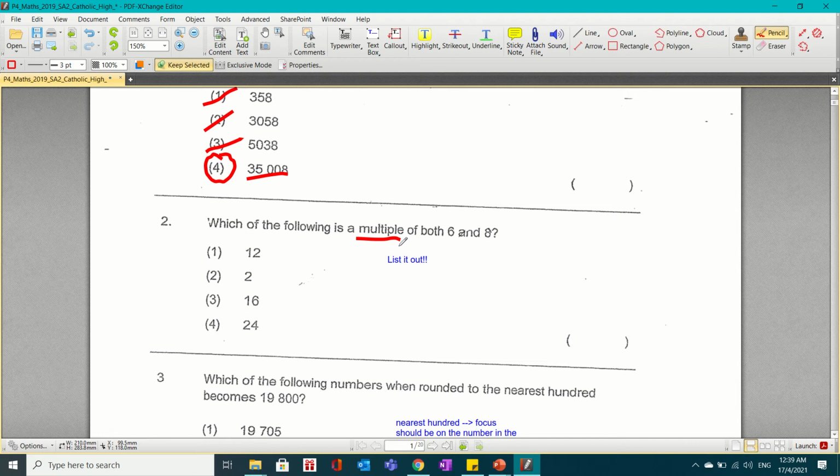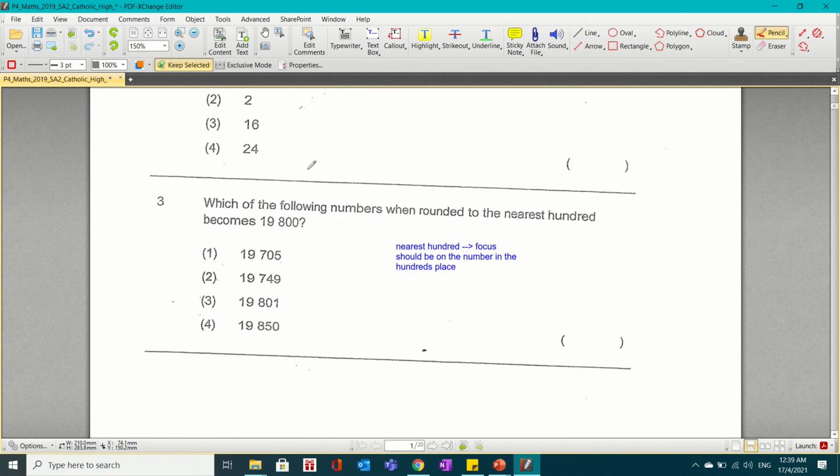Like I said before, this is a keyword. Multiple gives you a lot of thought process. It should initiate a specific thought process within your brain, because multiples of 6 and 8 would simply require you to list out. So just simply write down all the different multiples for 6 and 8, and then you find the option that fits into it.